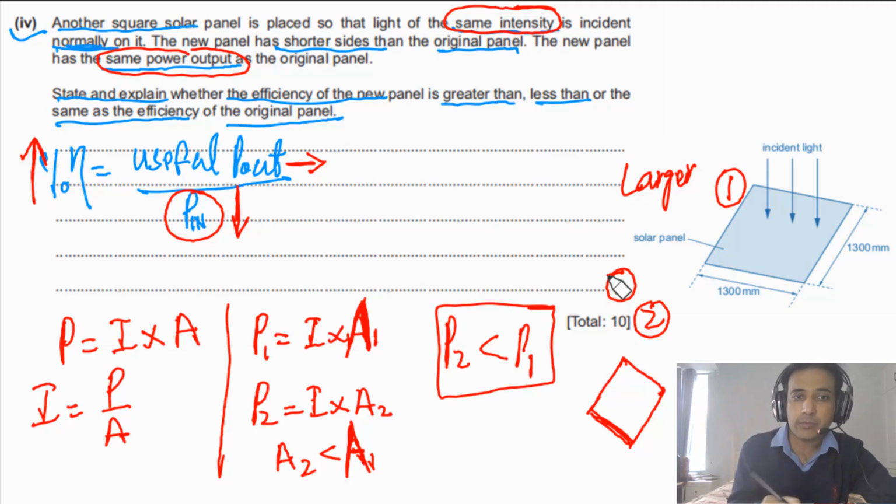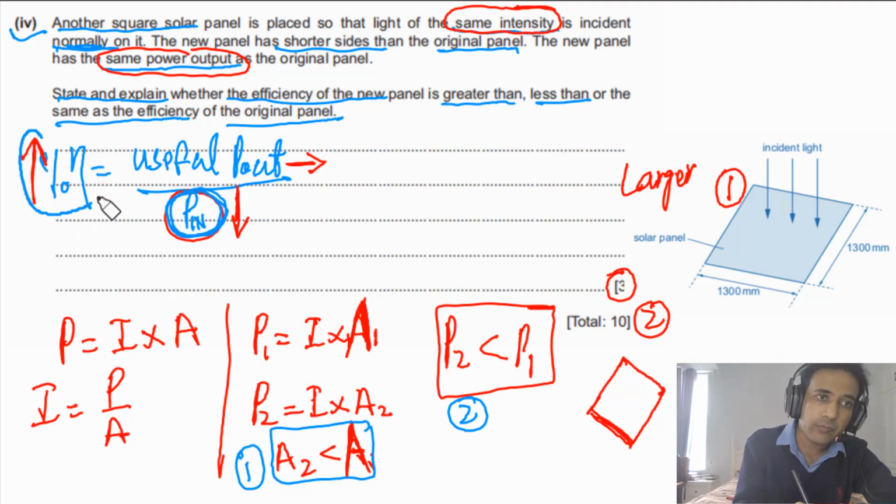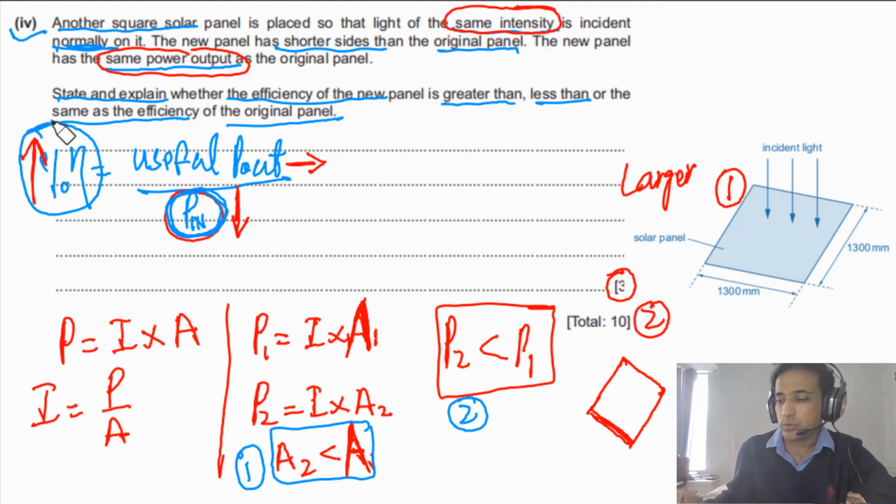So this is how you can compare. So in your answer you can write down these points. First of all, you can write down this point. So this will give you 1 mark. And second, you can write down this point. And third, you can say as the input for the second panel is lower, it means efficiency for the second panel is greater. So this is how you need to write down your answer.